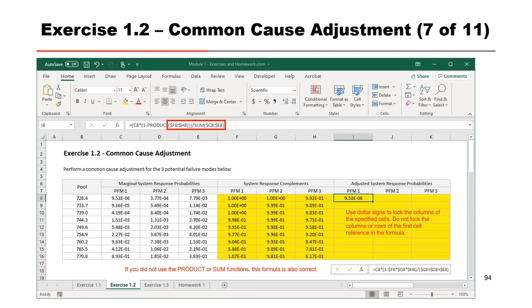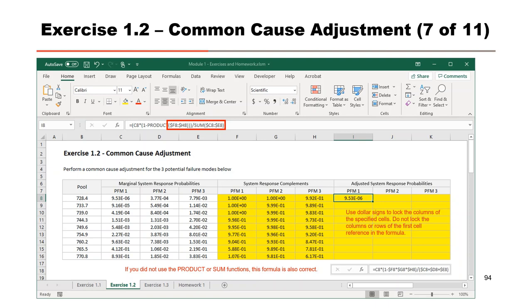Now that we have that formula input, we need to add dollar signs to lock some of the columns so that we can drag the formula to the other cells instead of retyping it each time. We will lock the columns in the product and sum portions within the red box of the formula. The dollar sign goes in front of the letter designation of the cell. Do not lock the columns or rows of that first cell reference in the formula that is left of the red box.